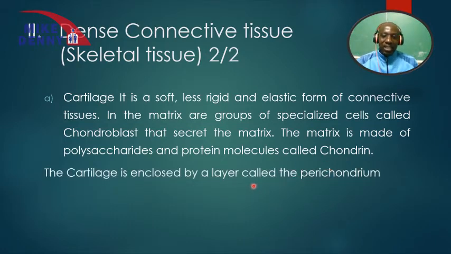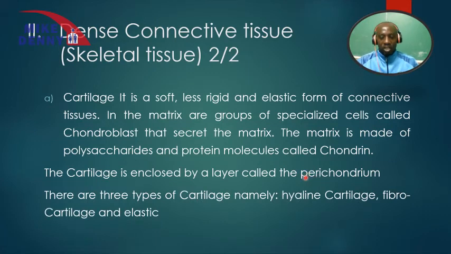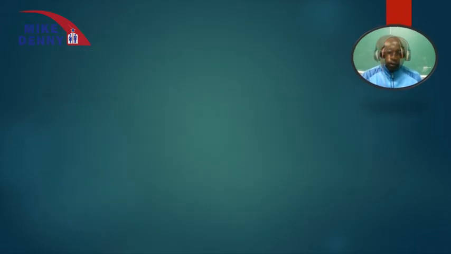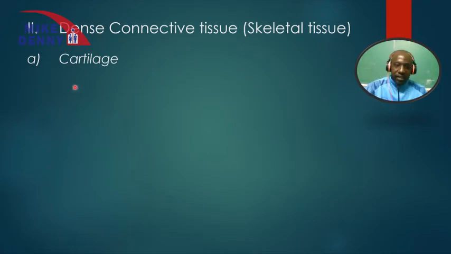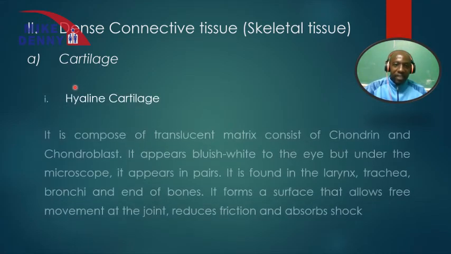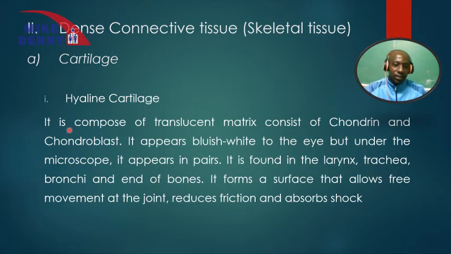This cartilage is enclosed in a layer called perichondrium. We note that there are three types of cartilage: the hyaline cartilage, the elastic cartilage, and the fibrocartilage. With these types of cartilage, as we have mentioned, the hyaline cartilage. What is hyaline cartilage? We say it is composed of a translucent matrix, consisting of chondrin and the chondroblasts.